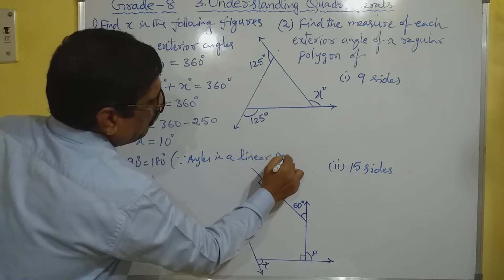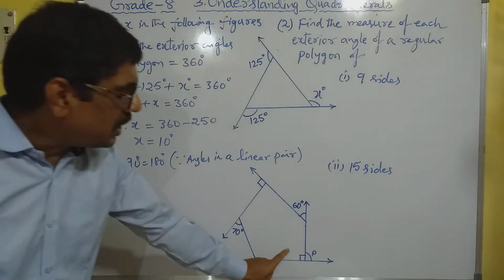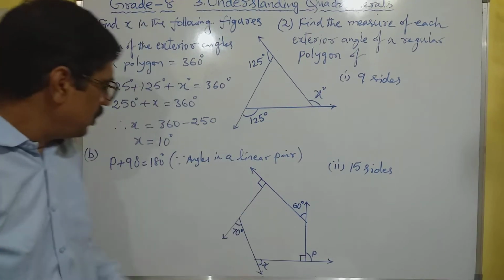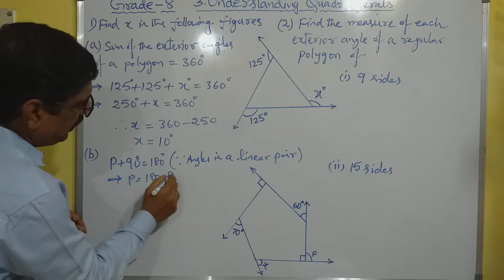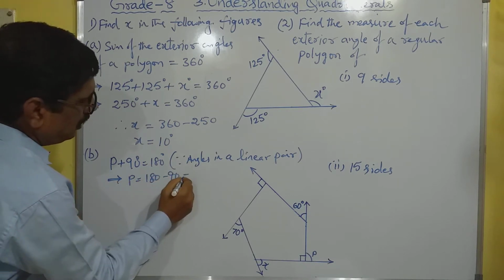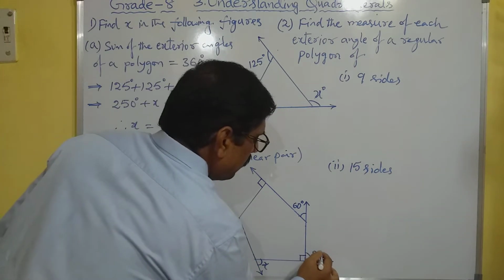Linear pair, did you remember? Whenever we have adjacent angles on a straight line, their sum is equal to 180. So from this we get P is equal to 180 minus 90, so that is equal to 90 degrees. We got the value of P also. What is the value of P?